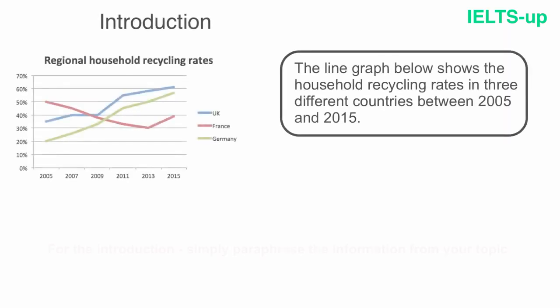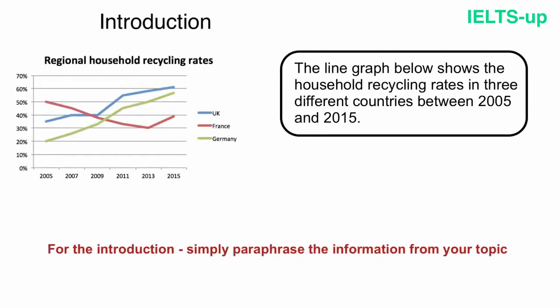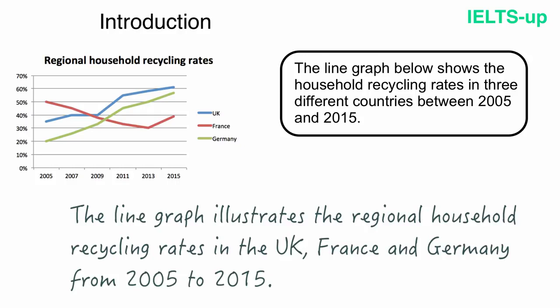Now, let's see how you should write each paragraph in order to produce a Band 9 answer. For the introduction, you need simply to paraphrase the information from your topic. It should not be longer than 2 sentences. You see, you need simply to tell what your graph shows and for what period of time. And here is how I wrote it.